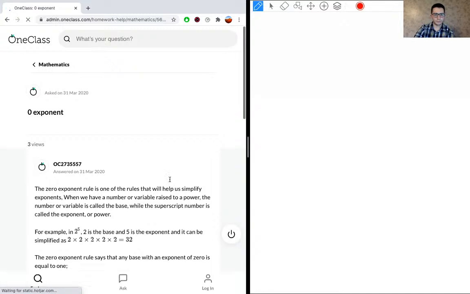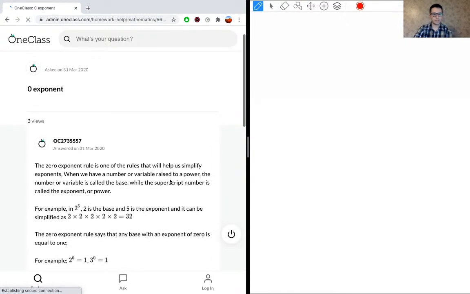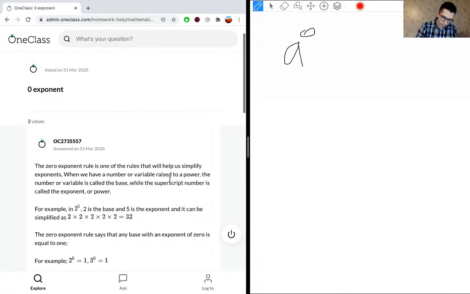Okay, so we're on to the next question. This question is asking about the zero exponent. So any value a, so it can be any value 2, 3, 4, 5, any number to the power of 0. What is that equivalent to? For any number to the power of 0, it's equal to 0. Sorry, not 0. What am I saying here? It's equal to 1. Anything raised to the power of 0 is equal to 1.